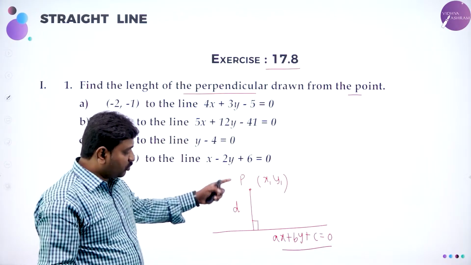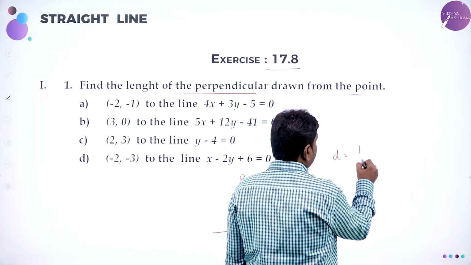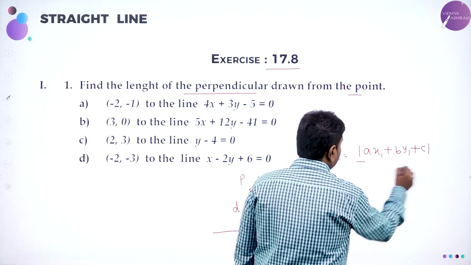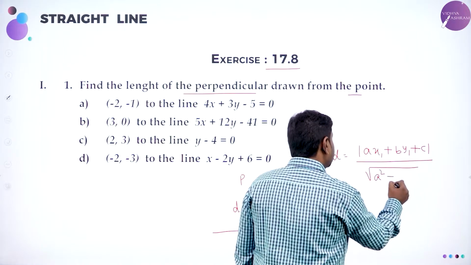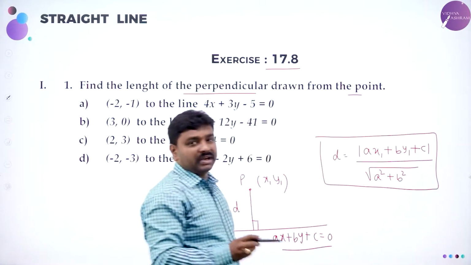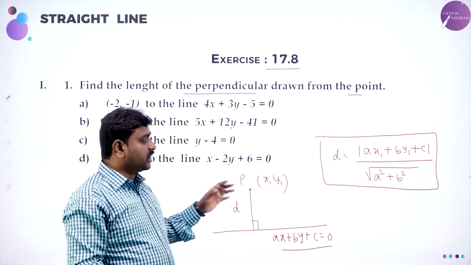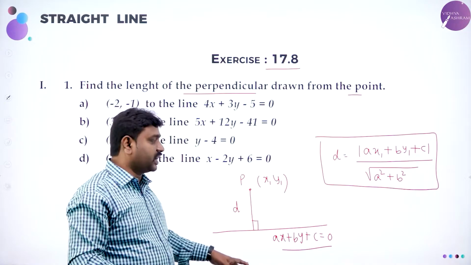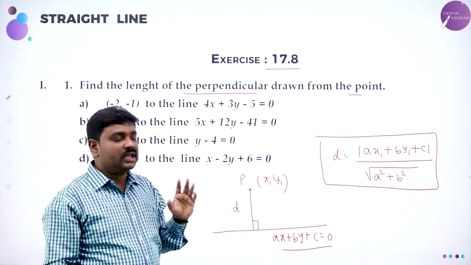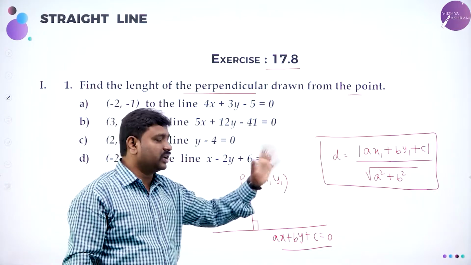To find the distance of the point from the line, or the length of this perpendicular, we have a formula. What is the formula? D is equal to modulus of ax1 plus by1 plus c divided by root of a square plus b square. This is the distance of the point from the line or the length of the perpendicular. Both mean the same. They may give a point and a line and ask you to find the distance of the point from the line, or ask you to find the length of the perpendicular from the point to the line. Both mean the same. a, b, c are available in the line and the given point is x1, y1. Substitute the values, you will get it.